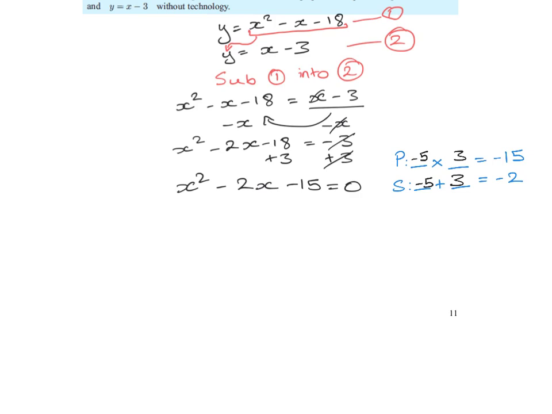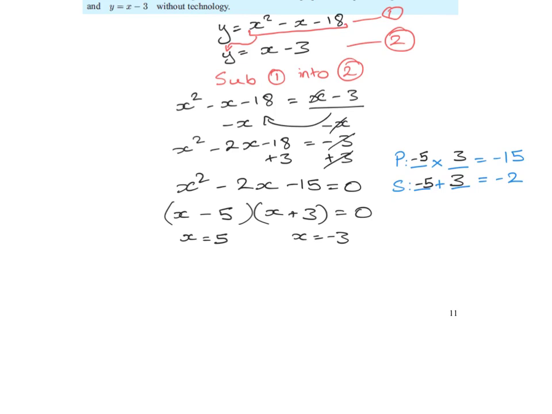Because it's a monic quadratic, hopefully you realize you can go straight to the factorized version of x minus 5 and x plus 3. And then from those two factors, you get x equals 5 from the first one and x equals negative 3 from the second one. Now, girls, remember, you're trying to find the coordinates of 2 points, so you also need to find the y coordinate.